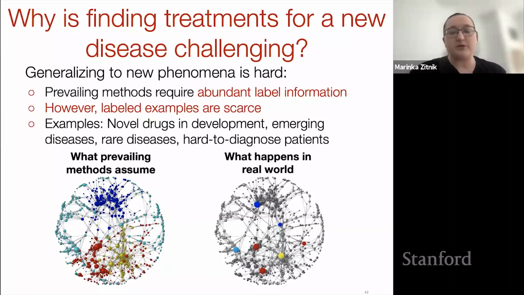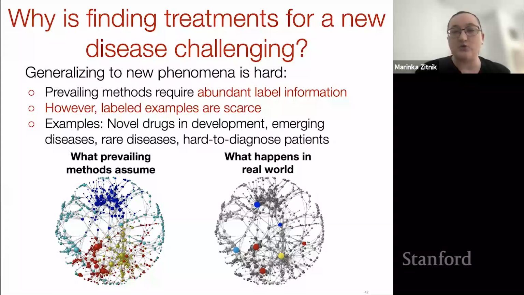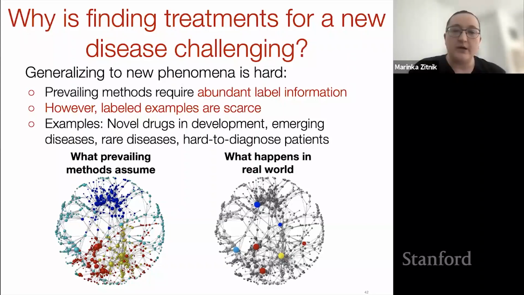And so technically that's not surprising, because we know in machine learning that generalizing to new phenomena is typically hard. Prevailing graph neural network methods still assume and require abundant label information in order to be trained effectively and achieve high accuracy. However, I would argue that one of the definitive factors of the frontier of biology and medicine are problems where labeled examples are incredibly scarce.